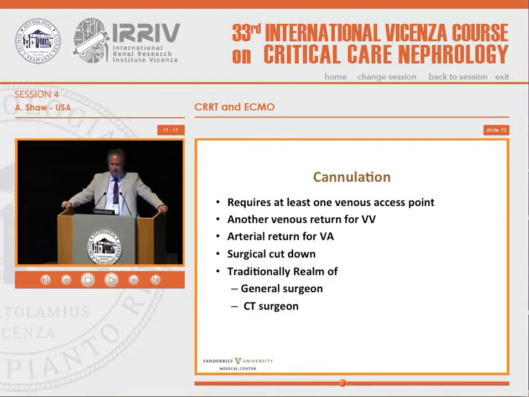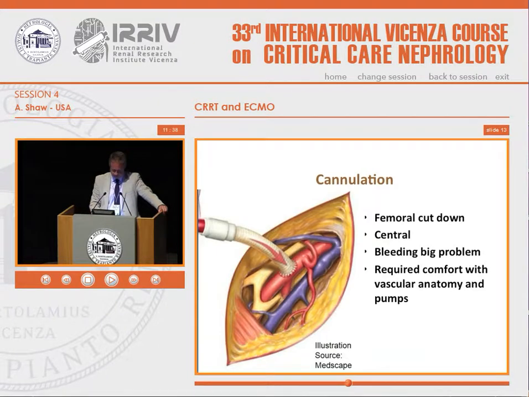So in terms of cannulation, you have to have at least one venous access point, and as I said, that can either be peripheral or central. You have to have another place to return the blood. This is for VV. For arterial access, we used to do cut downs. Now we do this all percutaneously in our interventional lab. Traditionally, this has been the realm of the surgeons. In our institution, the surgeons remove the pipes, but the cardiologists and us put them in.